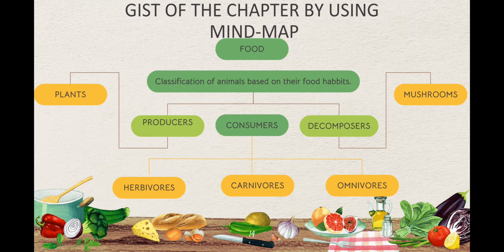So students, let's have a glance of the chapter by using this mind map. So here we can see classification of animals based on their food. It divides into three parts, and that are producers, consumers and decomposers. In producers we have taken the example of plants. In decomposers we have taken the example of mushrooms, and consumers are categorized in three ways: herbivores, carnivores and omnivores.